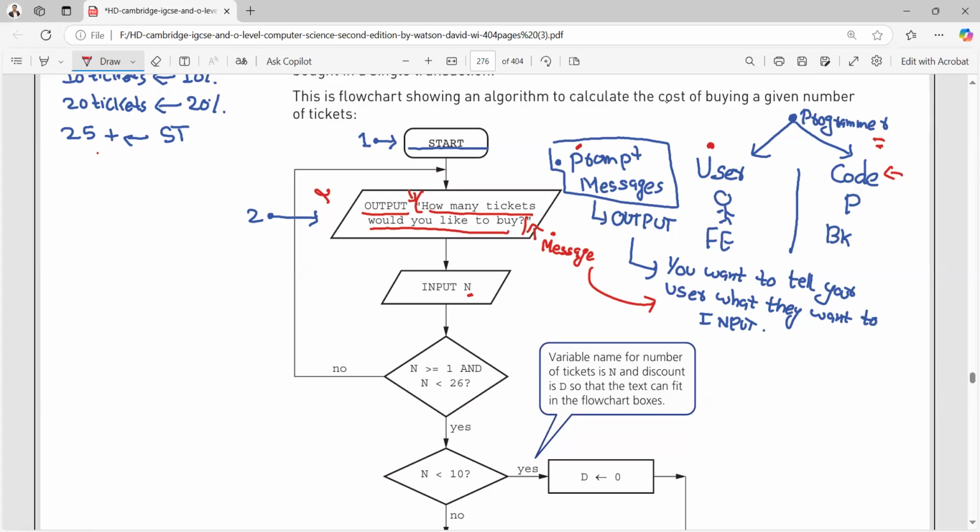Are you getting it now? Yes. And in your input and output box, which box are you going to use? This parallelogram, yes, right? Okay.